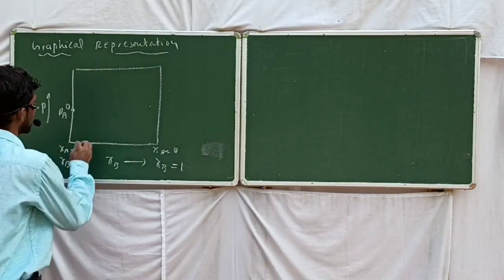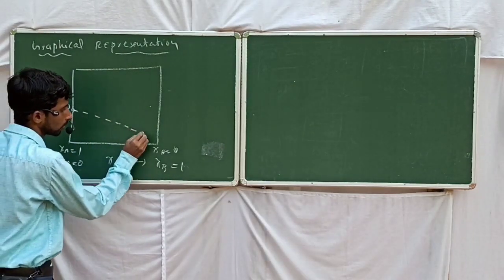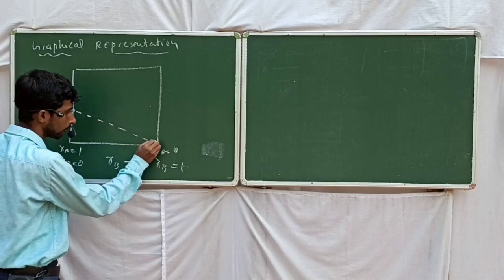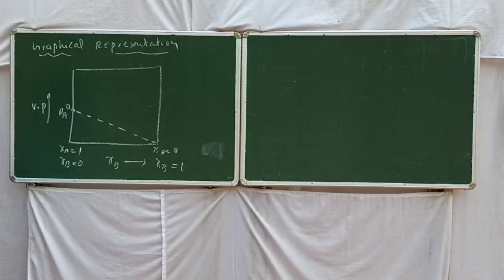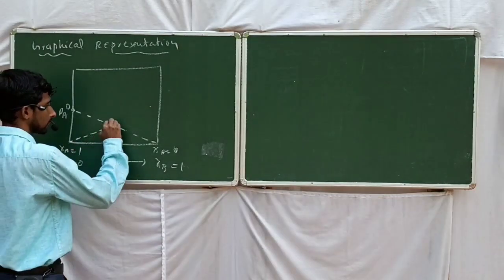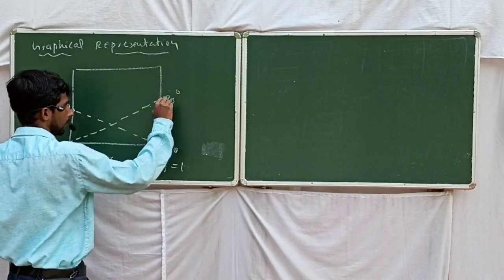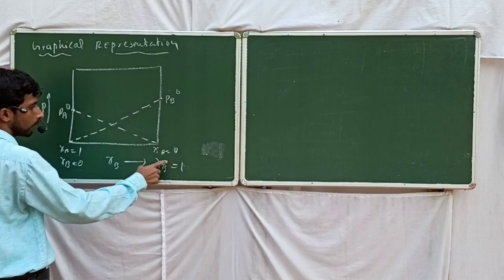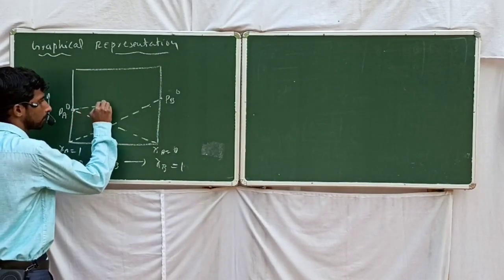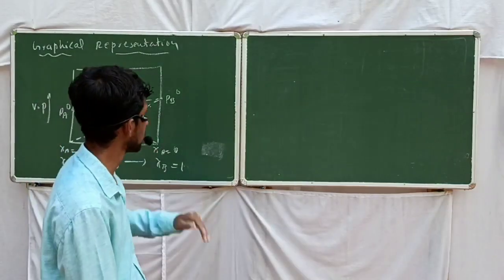Then according to Raoult's law, PA is directly proportional to xA. At this point, the mole fraction of A decreases, then the vapor pressure of A also decreases. Then the mole fraction of B increases along the x-axis. This point corresponds to PB naught, because we have only component B. If you join those two points, PA naught and PB naught, that will give the vapor pressure of the solution. That is in the case of ideal conditions.